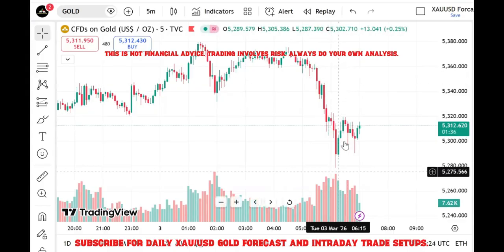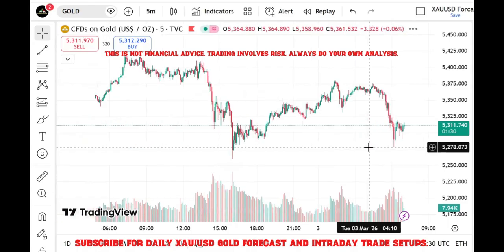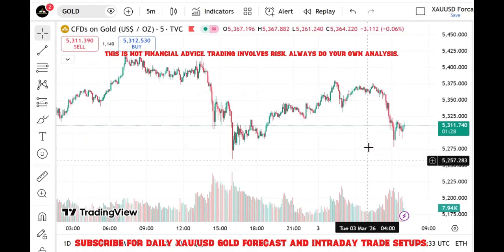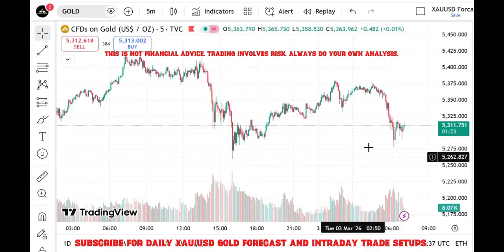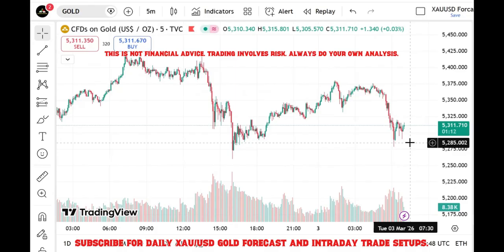5,240 to 5,250 is the major support level. A high volume demand area is below and in this support level, 5,240 to 50. As long as gold is holding above 5,280, bulls are still in control. A break and close below the level opens the door to 5,240. Keep that in mind throughout the session.